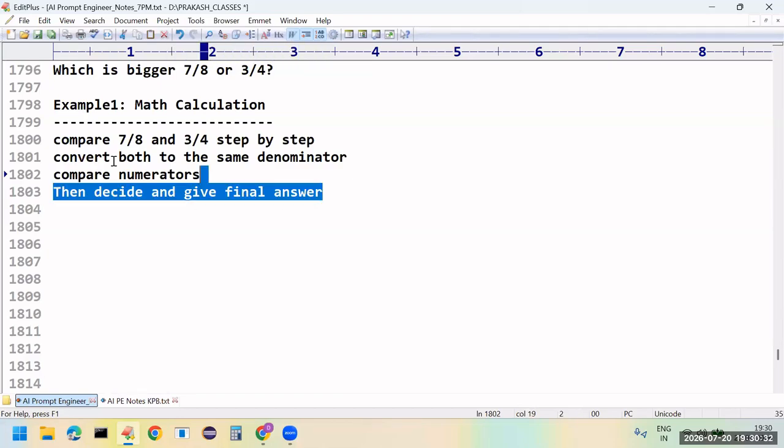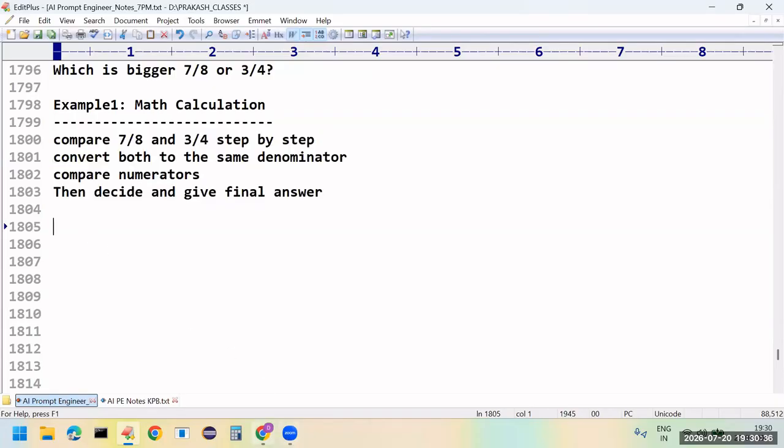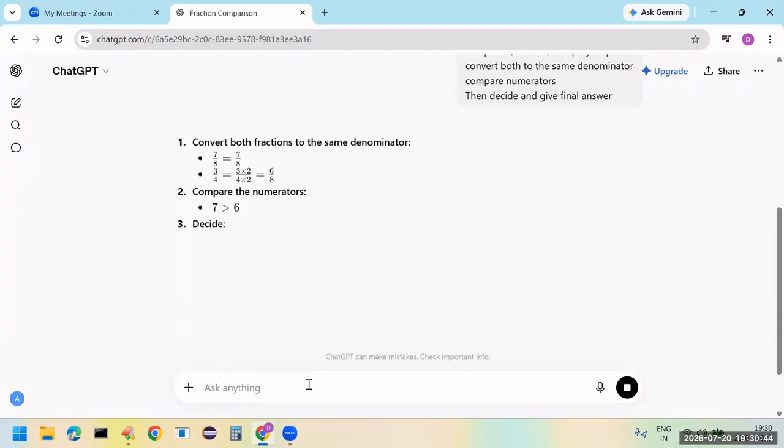Like this I am asking. Now let's see how it is going to respond for this. Is it going to give the same response? The answer is the same, but the way of evaluation will change. Have you observed? Convert both the fractions to the same denominator.